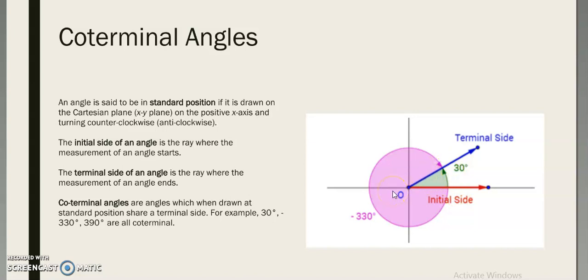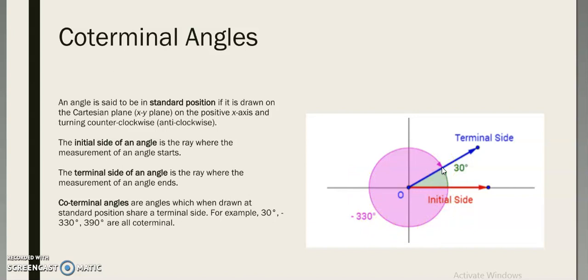The initial side of the angle is the ray where the measurement of the angle starts, and the terminal side is where the angle measurement ends. Coterminal angles are angles which, when drawn in standard position, share a terminal side. They give some examples: 30, 330, negative 330 and 390 are all coterminal. I'm just using the fact that I have this 360 degree circle. If I have 30 and I take this angle and make it go all the way back around to here, that would give me 390 degrees.